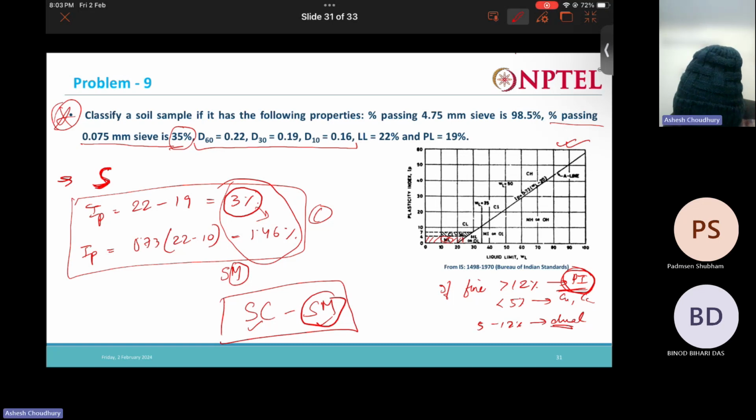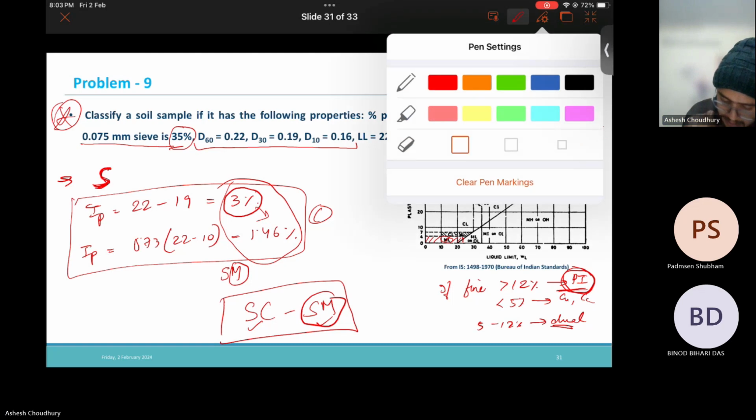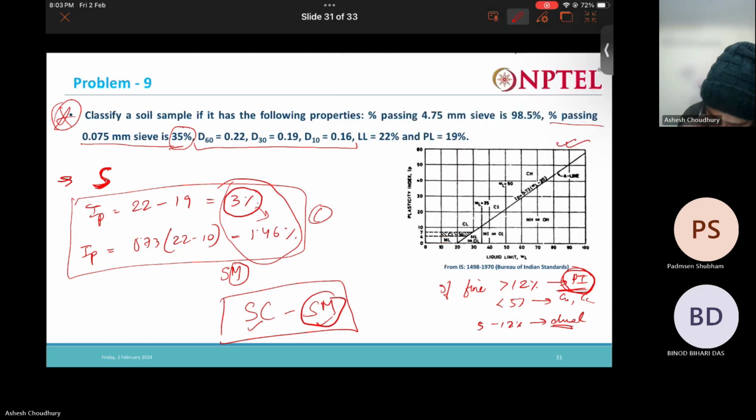Somewhere here it is going to plot, right? So it is out. See, you just take. Don't confuse. Okay, don't confuse. I'm very sorry. Just don't get confused. See, IP you calculate first. It comes out as 3%. Then IP from the A line you calculate. It comes out as 1.446%.